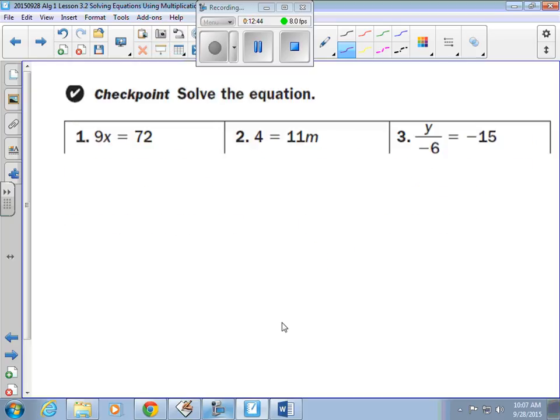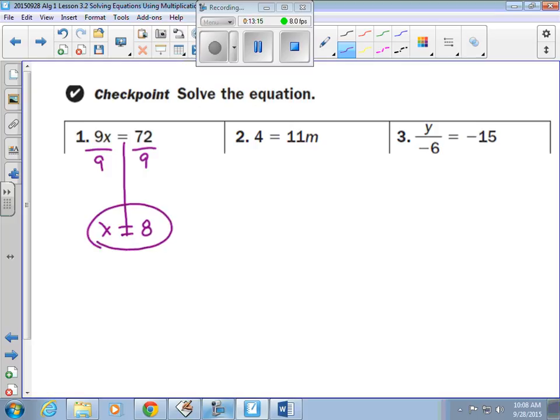Then you have a checkpoint on the back. It says 9x is equal to 72. Get x by itself by undoing the fact that says 9 times x. Undo times by dividing. You want to keep x, so divide by what's not x. In this case, it's 9. When you do it to the left side, do the exact same thing to the right. 72 divided by 9 is 8.